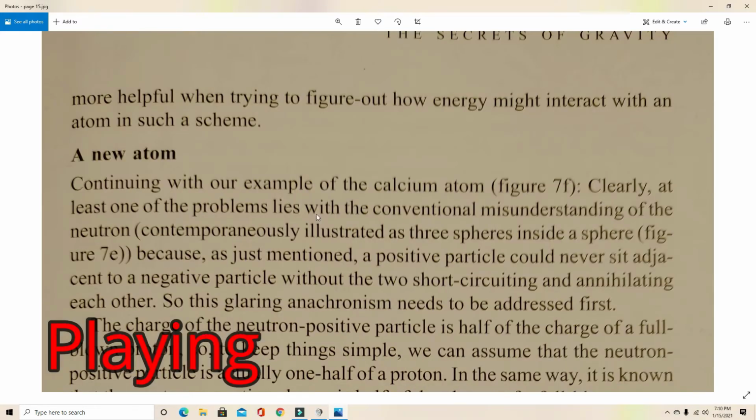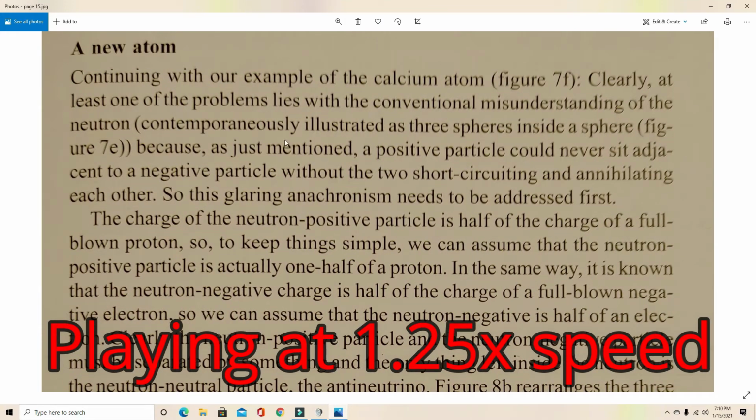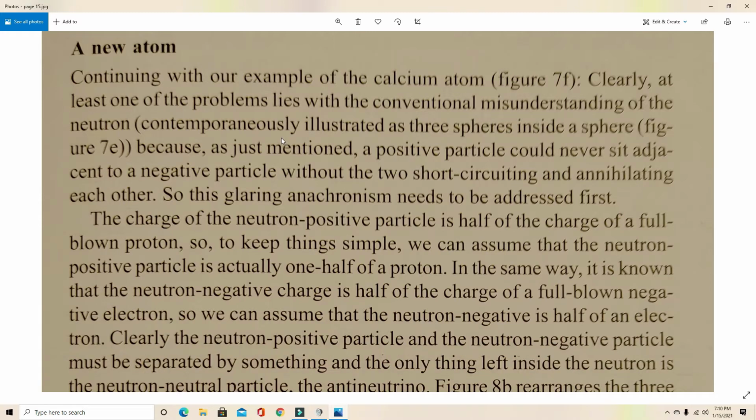Continuing with our example of the calcium atom, figure 7F. Clearly, at least one of the problems lies with the conventional misunderstanding of the neutron, contemporaneously illustrated as three spheres inside a sphere, figure 7A, because as just mentioned, a positive particle could never sit adjacent to a negative particle without the two short-circuiting and annihilating each other. So this glaring anachronism needs to be addressed first.